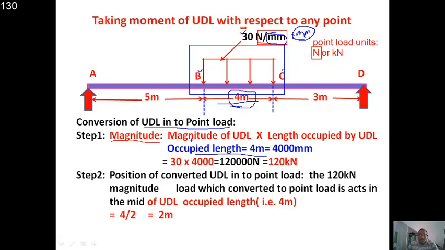So in order to convert the magnitude of UDL into a point load, I need to multiply the magnitude of UDL with the length occupied by UDL. So the length occupied by UDL is 4 meters. Here the span is 5 plus 4 plus 3, total 12 meters. But what is the length occupied by UDL? Only 4 meters.